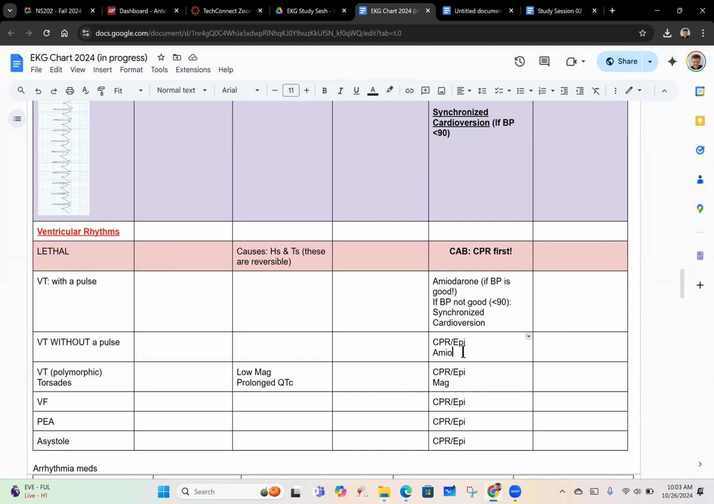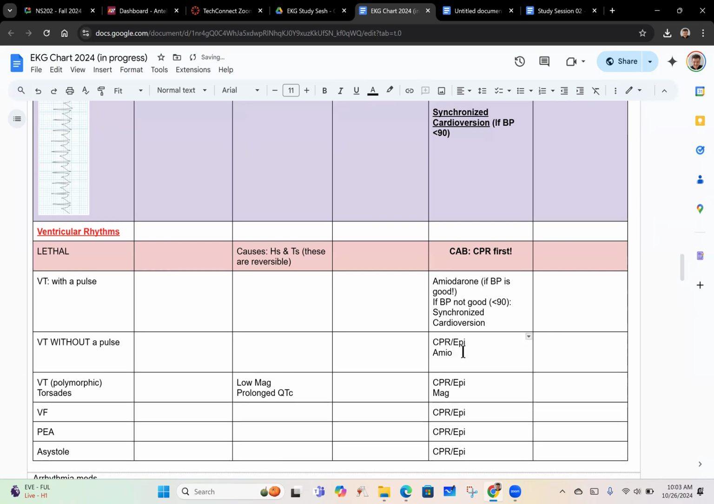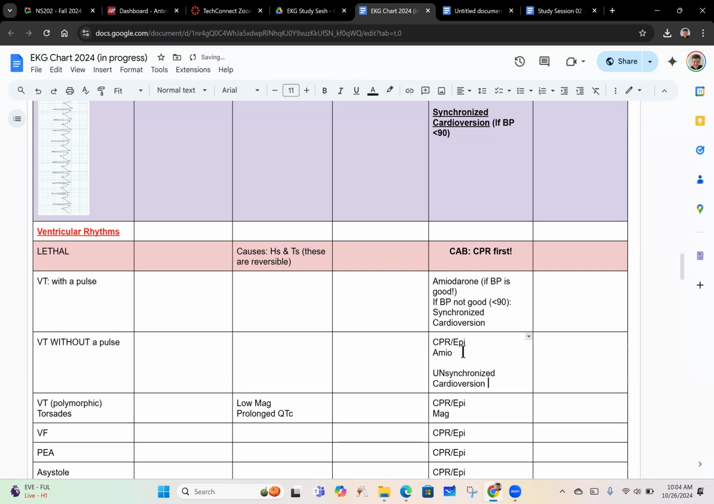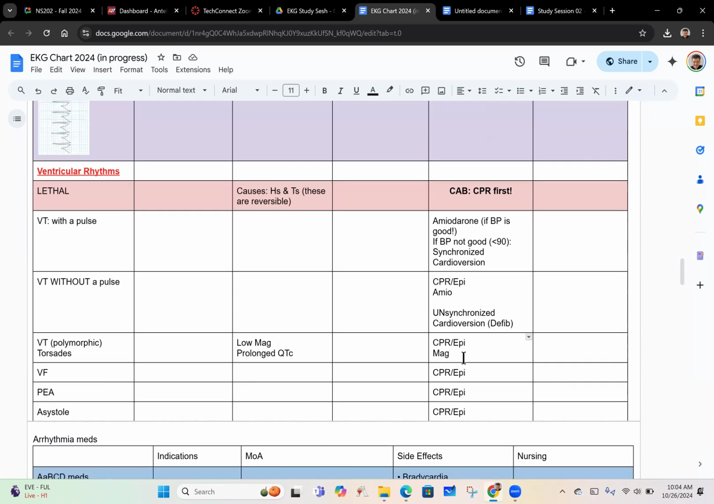Whereas VTach without a pulse, what do you do? It's VFib, which is treated with unsynchronized cardioversion. You don't care if it's synchronized or not. You want to just shock them out of that lethal rhythm. And then torsades, same thing, unsynchronized cardioversion.